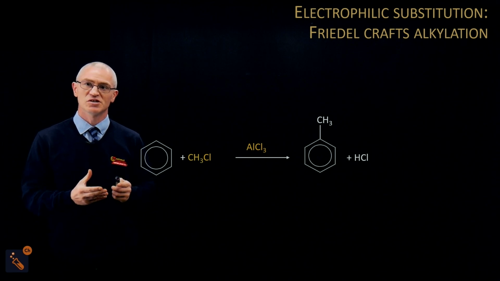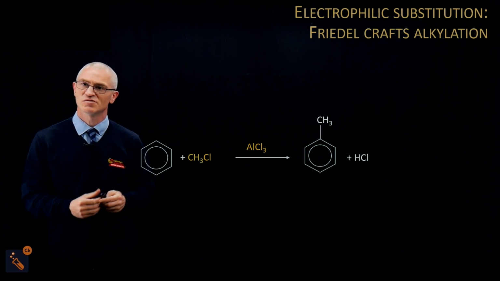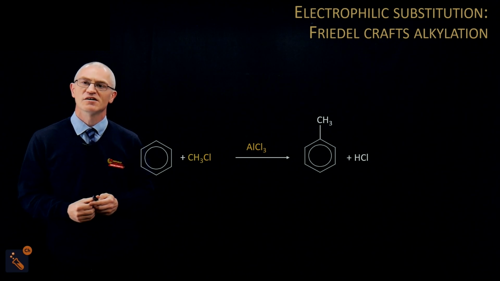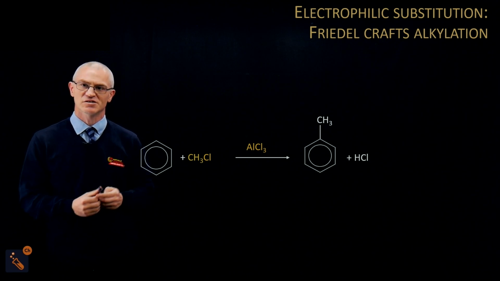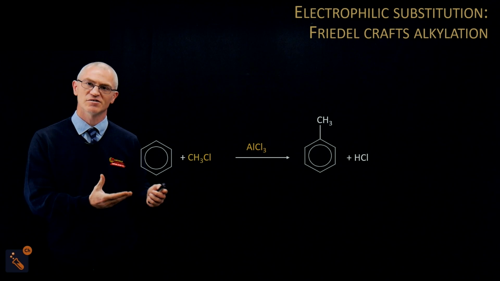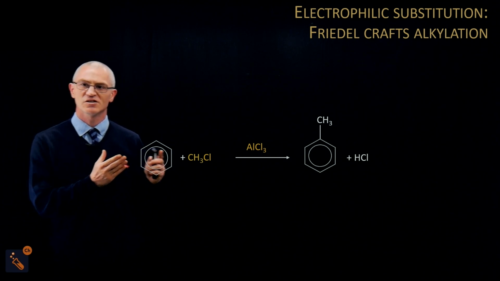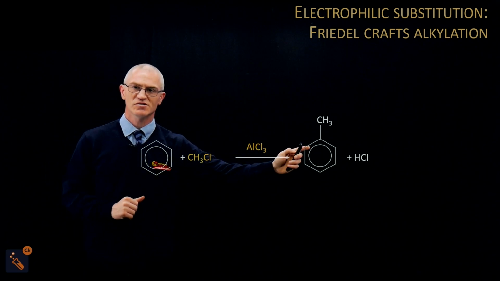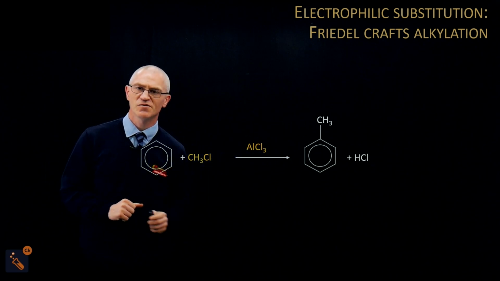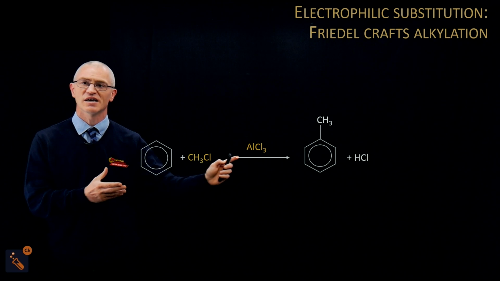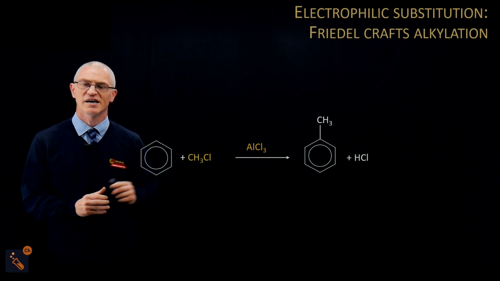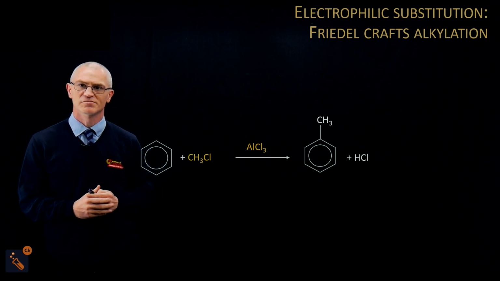Now we're going to move on to electrophilic substitution. Remember, we're talking about carbon chain lengthening reactions. And if you've done this video on electrophilic substitution before, you'll remember that you can add a carbon onto a benzene and form a carbon-carbon bond using aluminium chloride and a haloalkane.